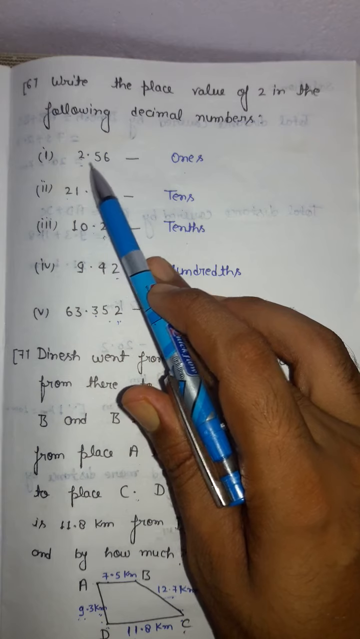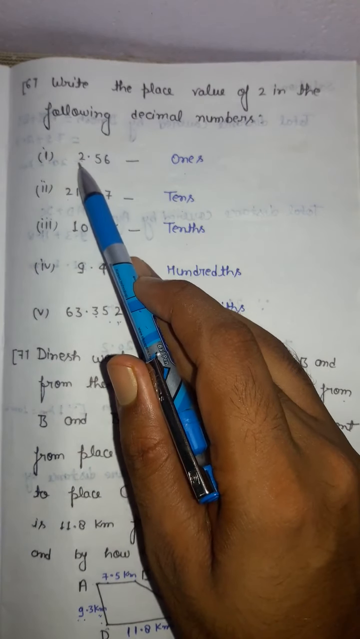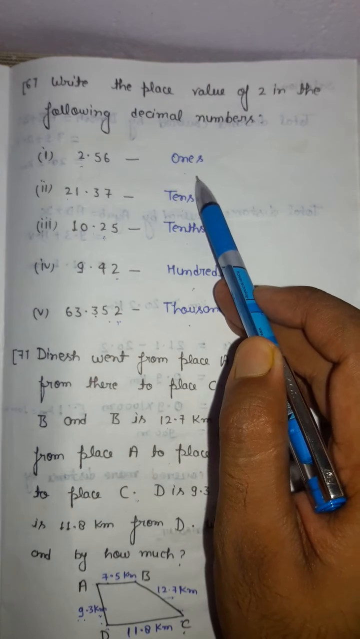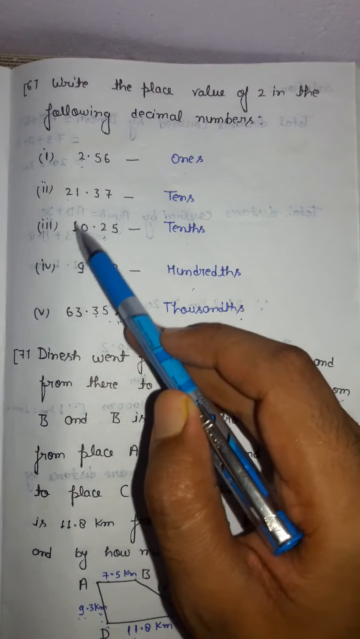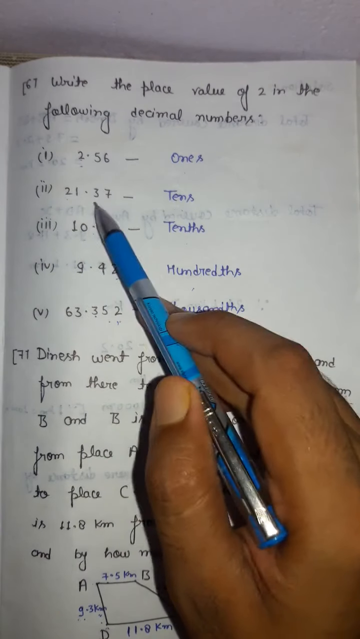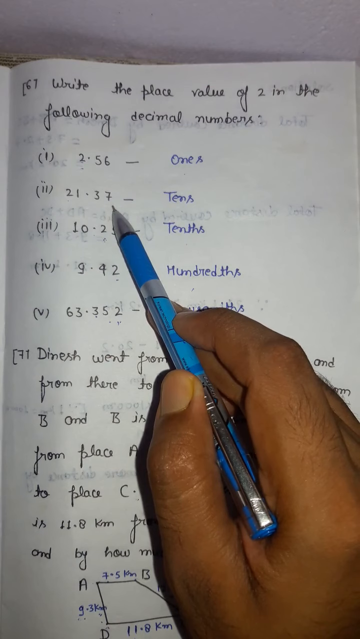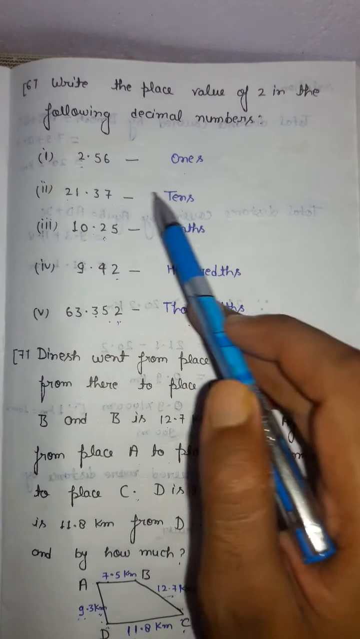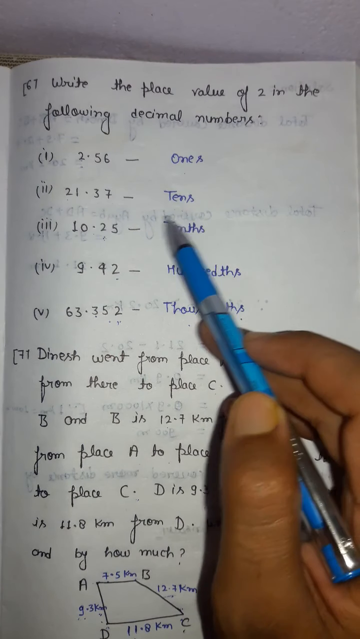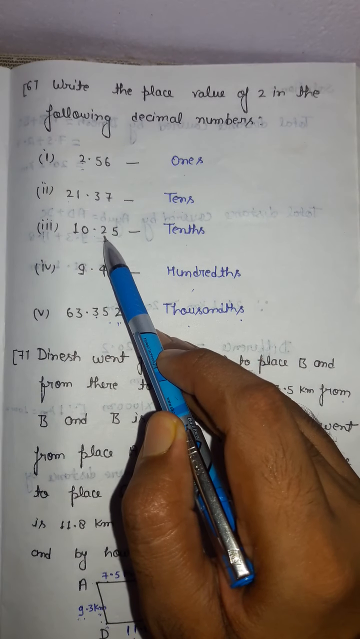In 2.56, this is the 1's place, so 2 is here at the 1's, so we'll write the 1's. And in this one, 2 is at the 10th place. You know 1's, 10's, 100's and so on, and here we read 10th, 100th, 1000th and so on. So this 2 is at the 10th place, so we'll write the 10th. In this one, 2 is at the 10th place because after the decimal we start from the 10th, 100th, 1000th and so on.